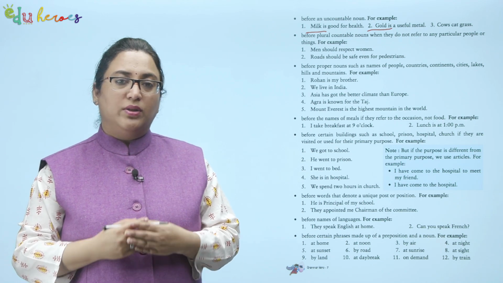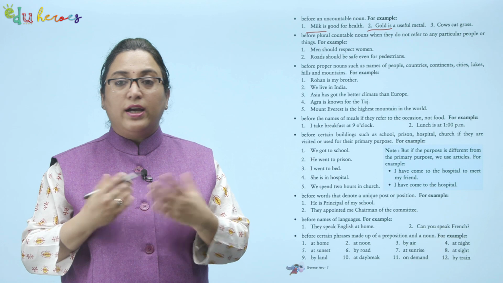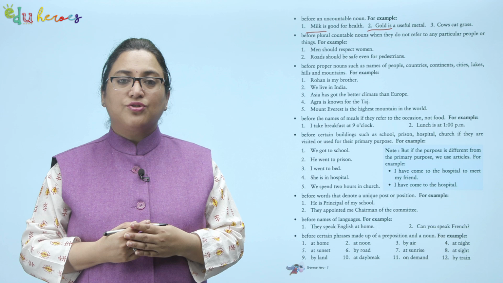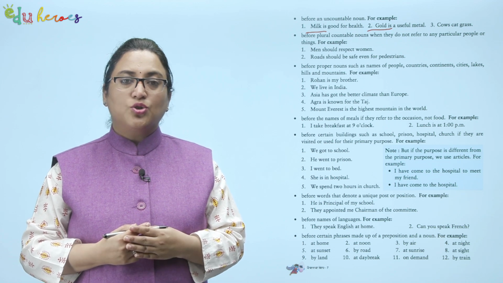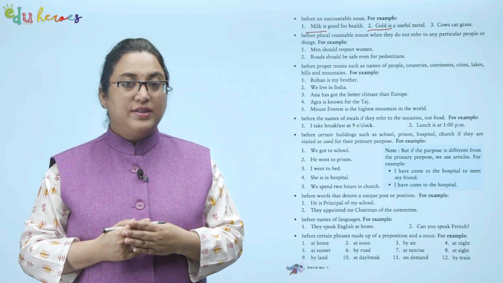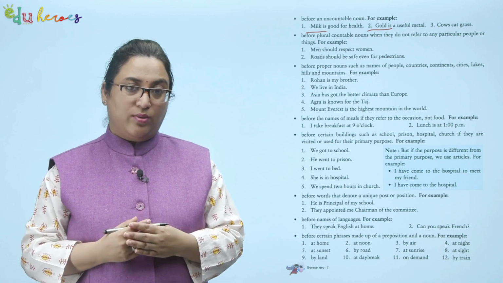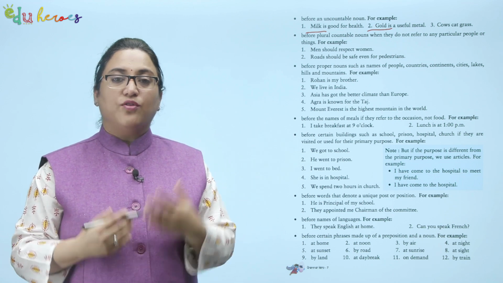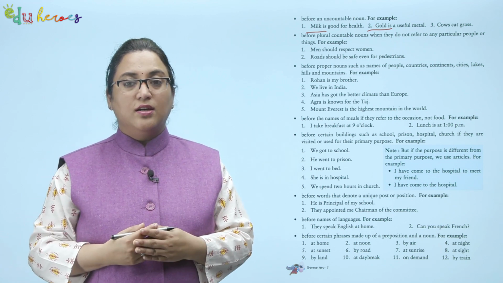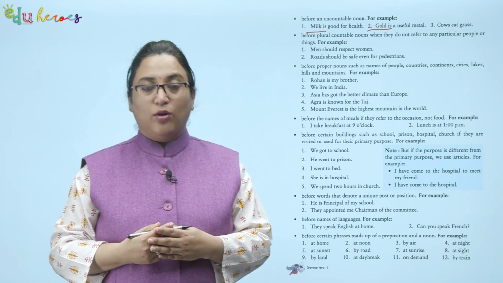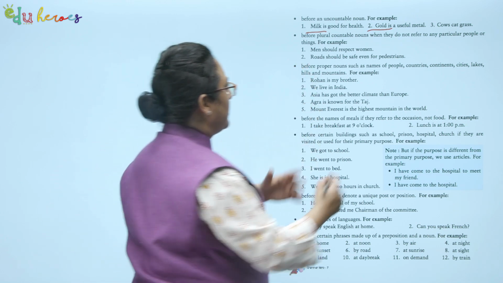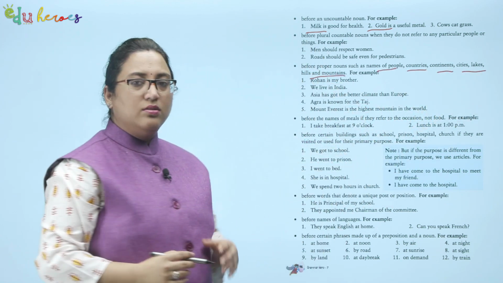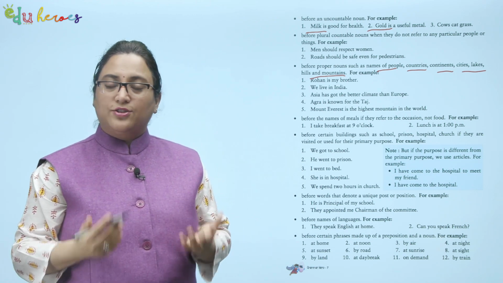Before plural countable nouns when they do not refer to any particular people or things. For example, men should respect women. Roads should be safe even for pedestrians. So, no article is required here. Also, before proper nouns such as names of people, countries, continents, cities, lakes, hills and mountains. So, in all these categories, we will not use any article at all.